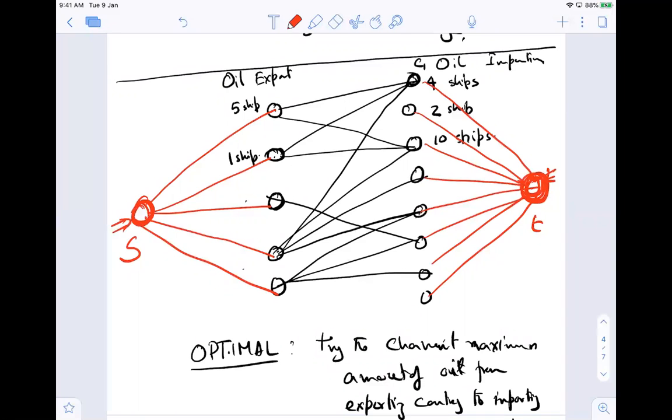Excellent. But what are the capacities? We can take the capacity as the minimum of the capacity of the two end nodes. What do you mean by the capacity of nodes?